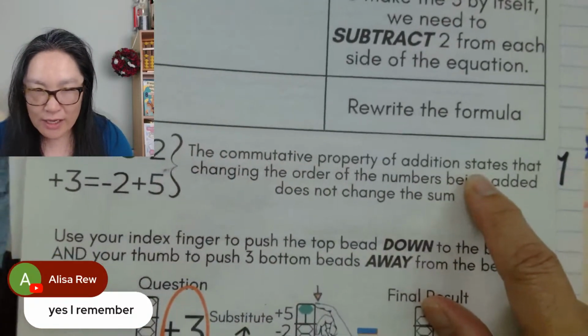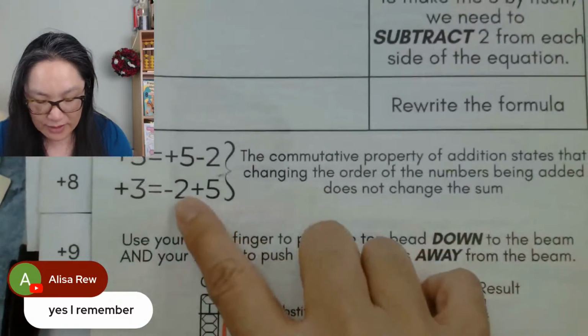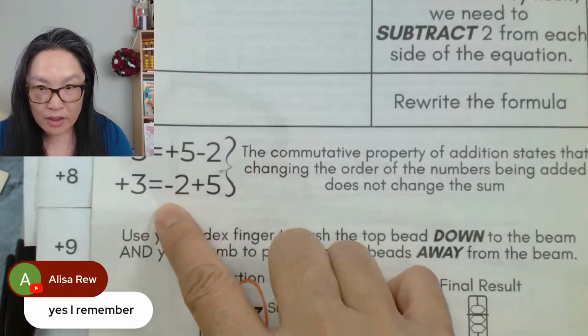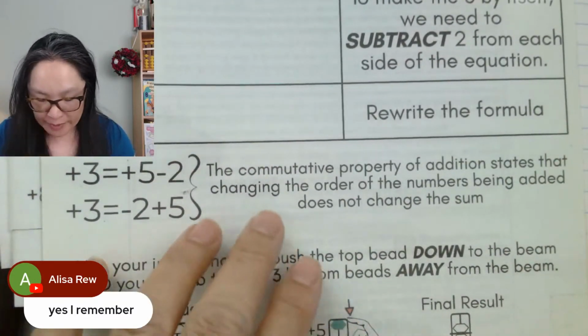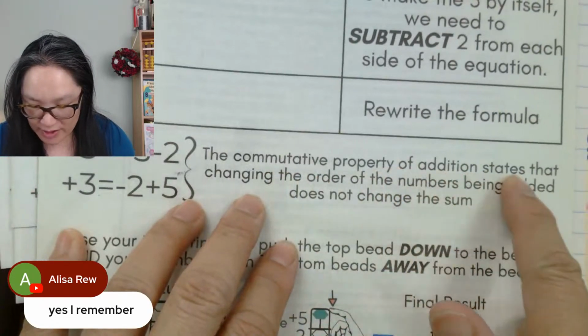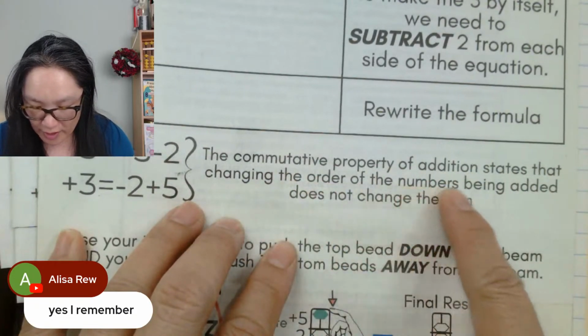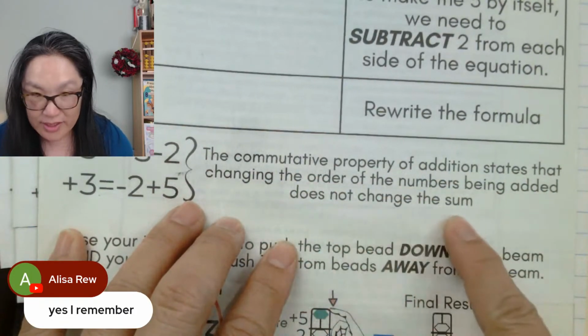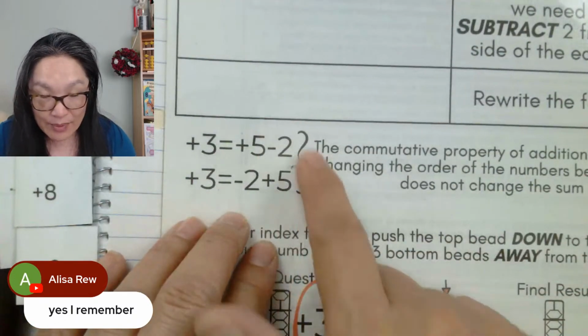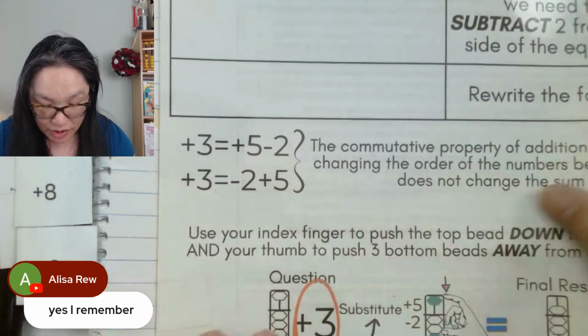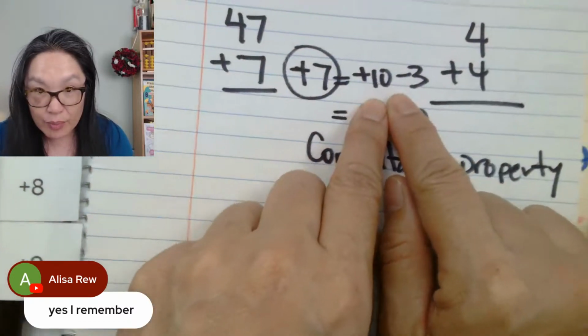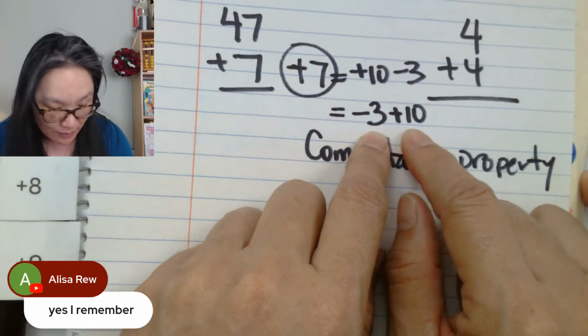But in abacus, we're kind of finagling it a little bit, right? Because we also have a minus, so we're modifying it a little bit. The commutative property of addition states that changing the order of the numbers being added does not change the sum. So for us in abacus world, this makes sense to me. Why? Because I can change it this way or that way, just as I did here. I can have the plus 10 minus 3, or I can have the minus 10 plus the 3.